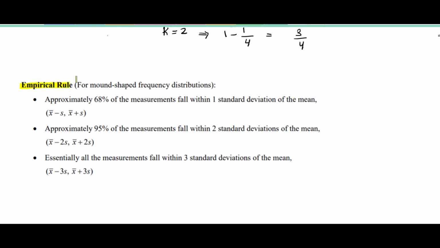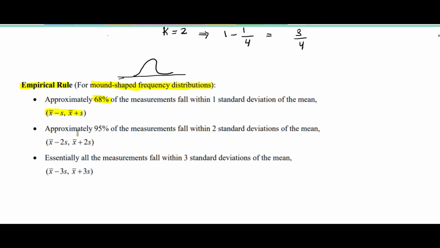However, the empirical rule only applies for mound-shaped frequency distributions. So basically, if it's approximately a normal distribution or follows a normal shape like that, or almost like that. Over here, we're using the same notation, x bar minus s, x bar plus s, so plus or minus 1 unit of standard deviation, approximately 68% of measurements fall within one standard deviation of the mean.